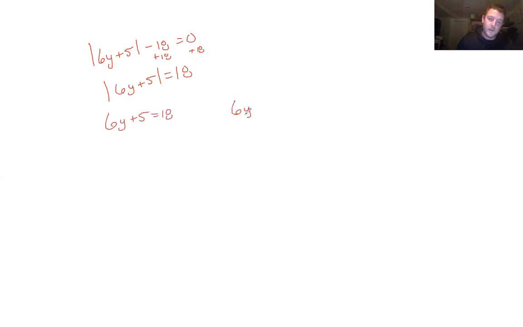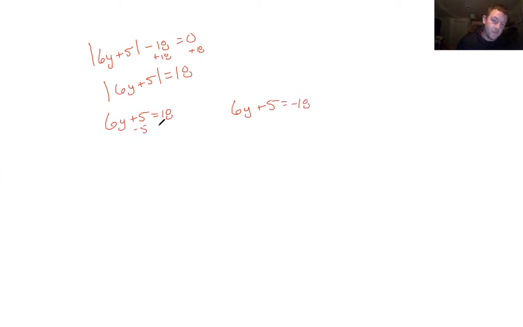And the last one. Absolute value of 6y plus 5 minus 18 equals 0. So again, this can't be here, so I need to move it over. Add 18. It is positive, so I should get two solutions. So I should say 6y plus 5 is equal to 18, and 6y plus 5 should equal negative 18.